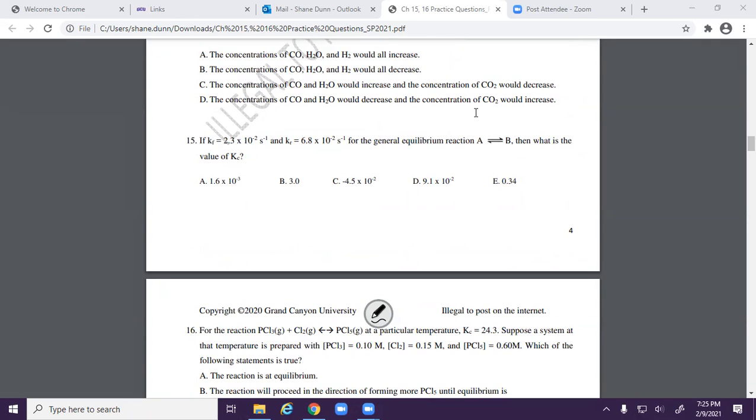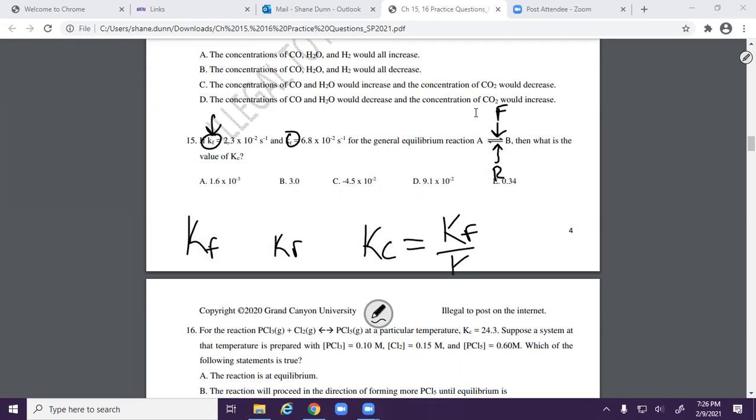Hey, I mentioned these before on purpose. Kf, Kr, what's Kf? Constant the forward. Kr, reverse. So the arrow that points in the forward direction is going to be the forward. The arrow that points in the opposite direction is going to be the reverse. What this basically means is the Kc value will be Kf over Kr.